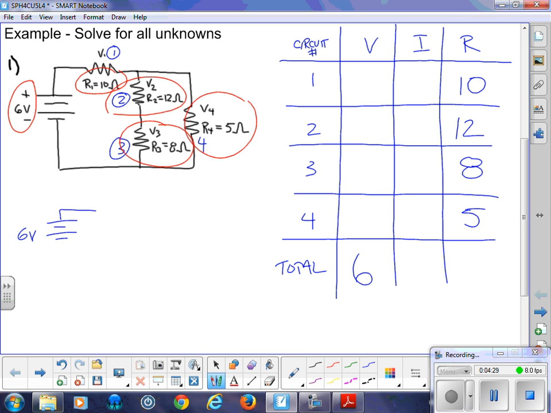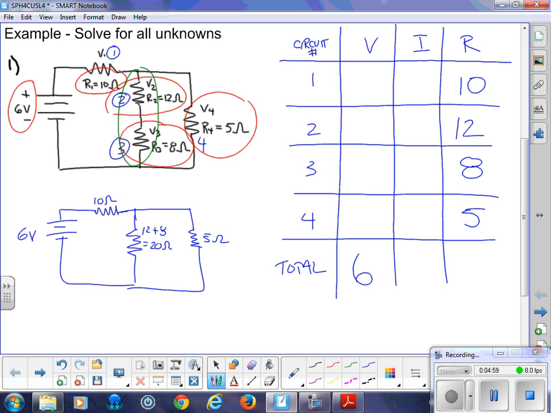The first resistor I'm going to leave alone for now. This pathway here that I'm going to circle, I'm going to combine together to make it 1 resistor. And that 1 resistor, because it's in series, can just be added together. So 12 plus 8 is the equivalent of 20 ohms of resistance on that pathway. Then I draw this one in, and it doesn't change because I don't have to combine it. So I now know that that one pathway is 20 ohms.